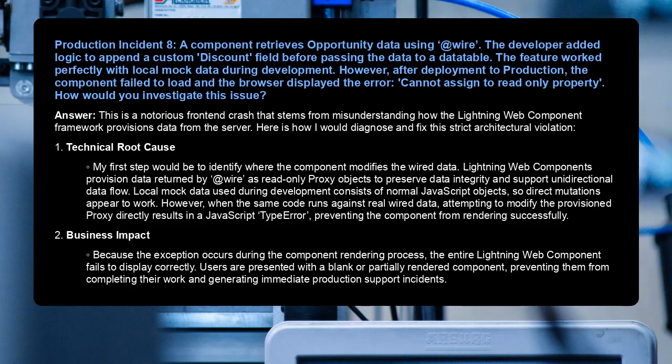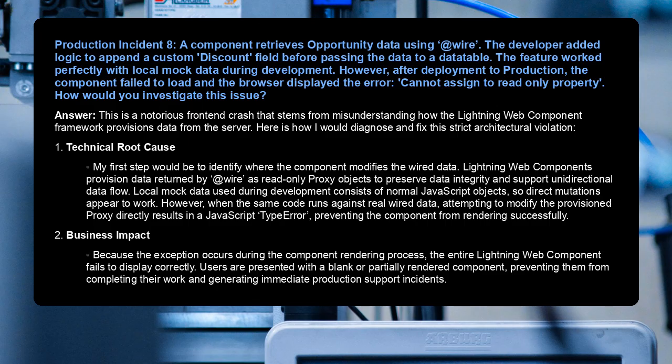Production Incident 8. A component retrieves opportunity data using @wire. The developer added logic to append a custom discount field before passing the data to a data table. The feature worked perfectly with local mock data during development. However, after deployment to production, the component failed to load and the browser displayed the error: Cannot assign to read-only property. How would you investigate this issue?